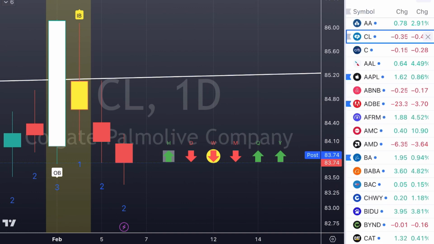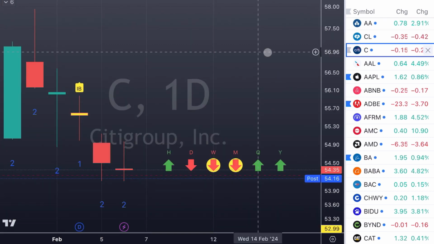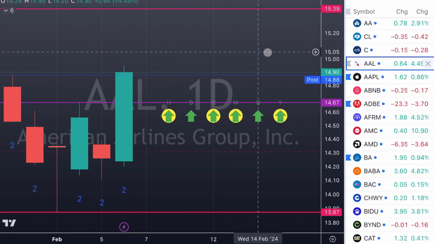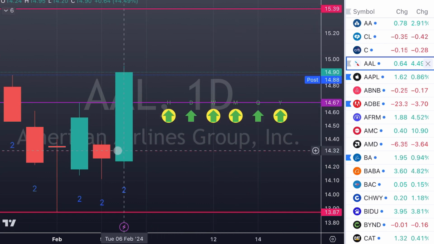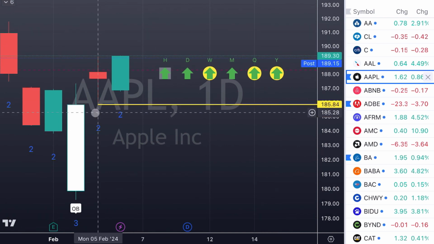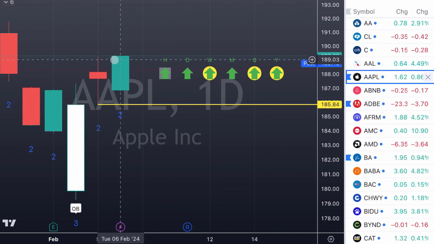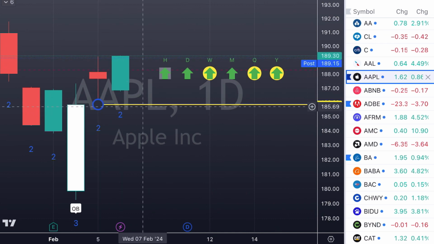So let's get started on this list. I'm not going to spend a whole bunch of time on each stock, but I'll just show you exactly how I go through my process with this, okay? So CL, we've got no setup on the daily. Citibank, there is no setup on the daily. American Airlines, again, no setup on the daily. All I'm looking for are two ups that finish red, two downs that finish green, inside bars, 3-1 setups, things like that. Apple was on our list from yesterday. That's why it's marked blue here, and that's why that trigger is there. But we went in the opposite direction. So again, no setup there on Apple.